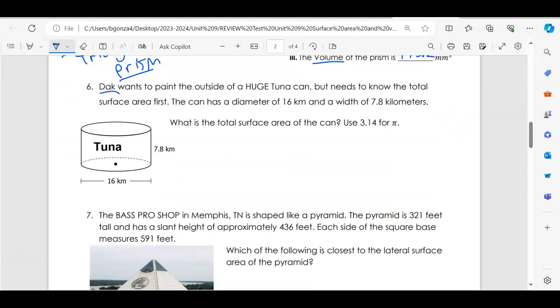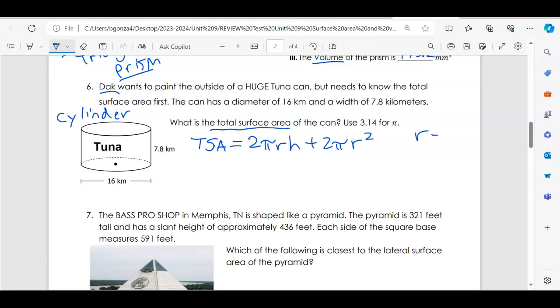paint the outside of a very large tuna can, but needs to know the total surface area first. The can has a diameter of 16 kilometers and a width of 7.8 kilometers. What's the total surface area of a very large cylinder? So, TSA of a cylinder is 2 pi RH plus 2 pi r squared.